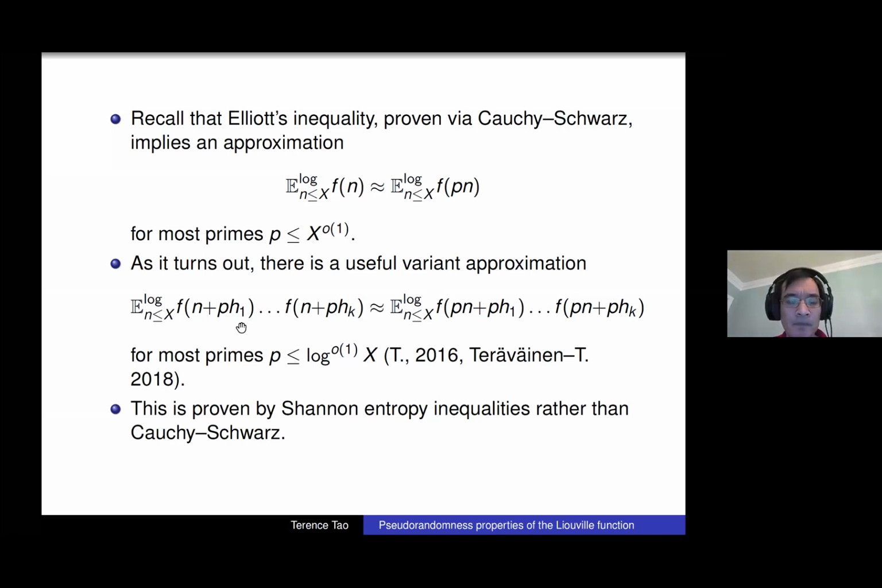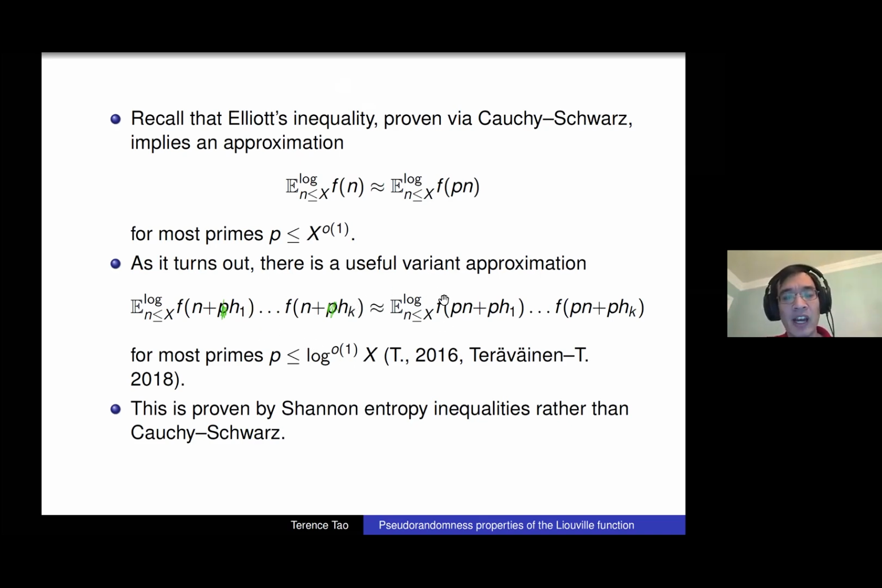Now it turns out that there's a similar variant, where instead of dilating a function, you dilate a correlation. If you take the correlation of a function f shifted by h1 up to hk, and you dilate the shifts by some prime p, then this correlation turns out, for most primes p, to be roughly the same as the correlation where you dilate by p but you don't dilate the shifts. You keep the shifts the same. This is not the same as Elliott's inequality because, wait a minute, actually the way I wrote it, it is, because I made a mistake. Okay, there's no p here. If there was a p here, that would be Elliott's inequality, but the key point is that there is no p there. And this is not just changing variable from n to pn.